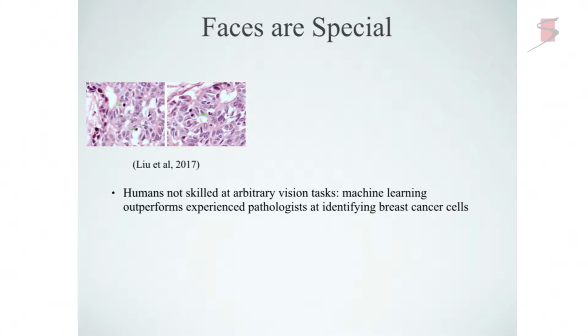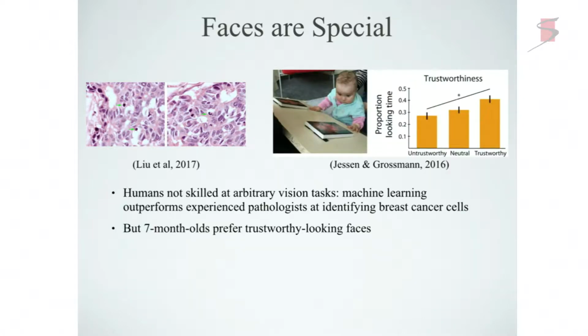That's not to say humans are arbitrarily good at random visual tasks, right? So for example, for finding breast cancer cells, even not state-of-the-art machine learning algorithms are already far better than trained pathologists. But even babies, a 7-month-old, will show you that they prefer looking at trustworthy looking faces. So these are babies that are pre-verbal, and they show that they look longer at faces that adults judge to be more trustworthy. And even, in fact, 3-day-old infants prefer looking at more attractive-looking faces. What does that say about human nature?